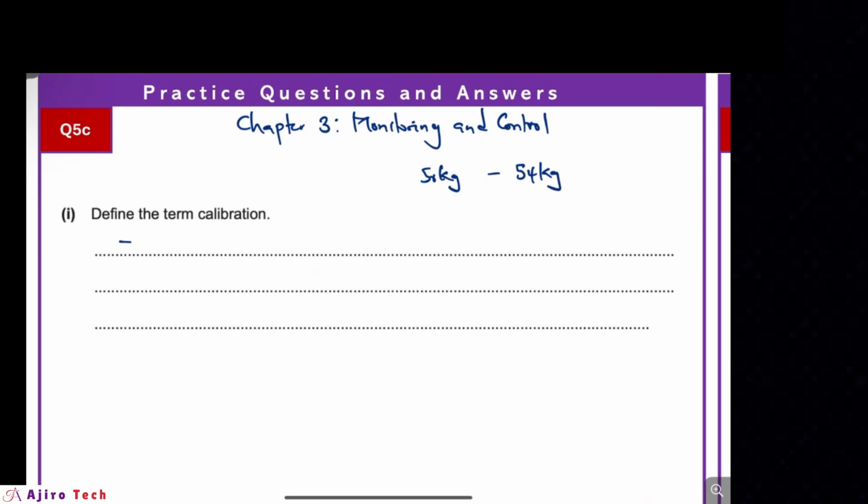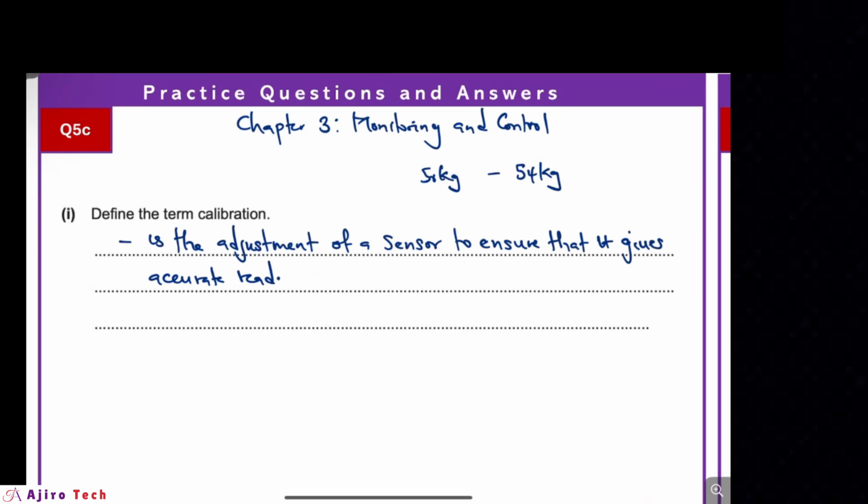So calibration is the adjustment of a sensor to ensure that it gives accurate what? Readings. That's just what it is. To give accurate readings. Right? Okay.